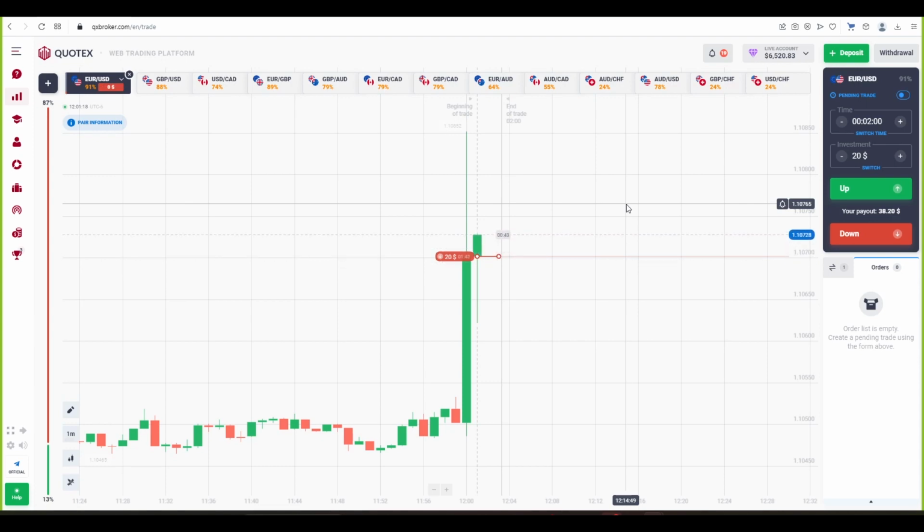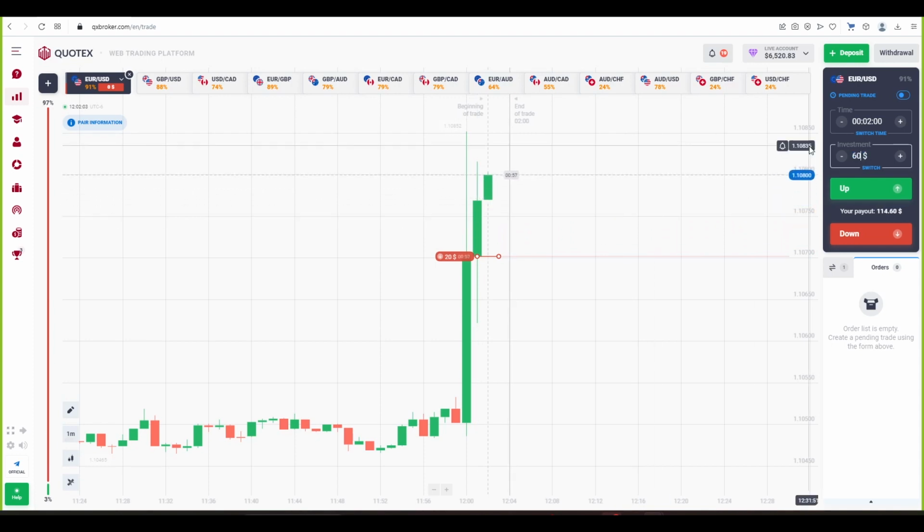As the price continues to rise and the momentum increases, I prepared for a second trade. I set the amount of the second option to $60, and left the expiration value the same, that is, 2 minutes. When the first option closed with a loss, I immediately entered into the second contract, in the same direction as the first one.